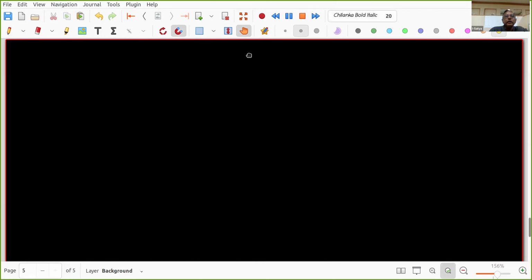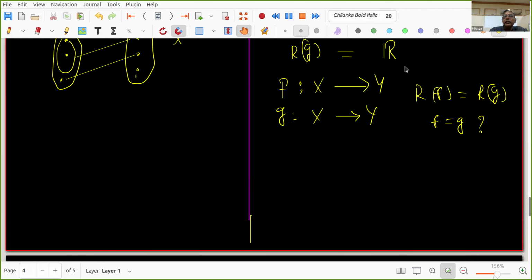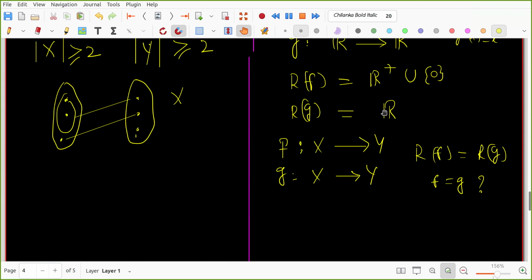Sir, at one element they are equal. No, the ranges are not equal. Why would they be equal? You are saying the range of f equals the range of g. See, the range of f is R plus union 0, and the range of g is R. Why would these two be equal? You know what sets being equal means. So these two sets are not equal.